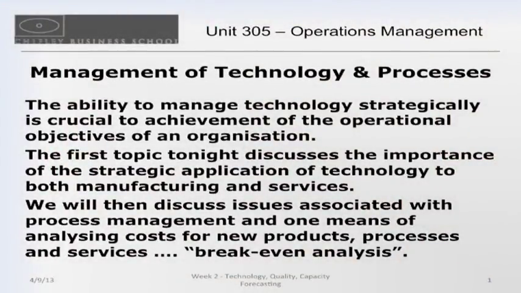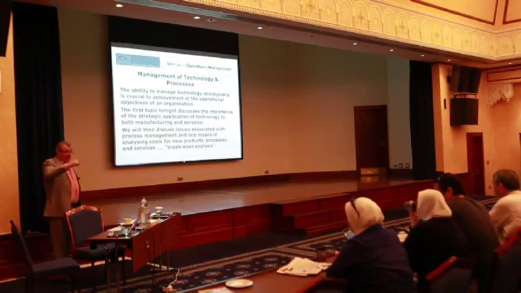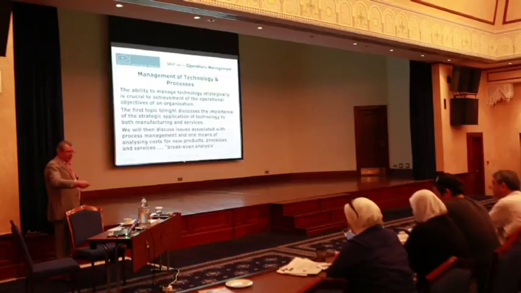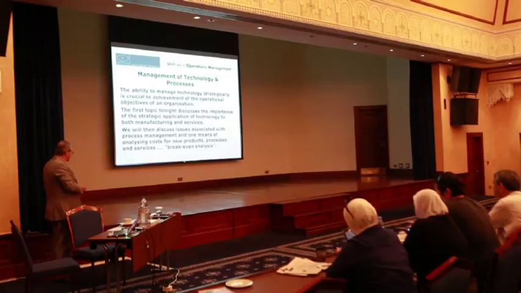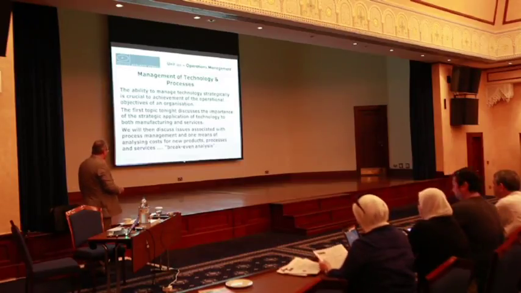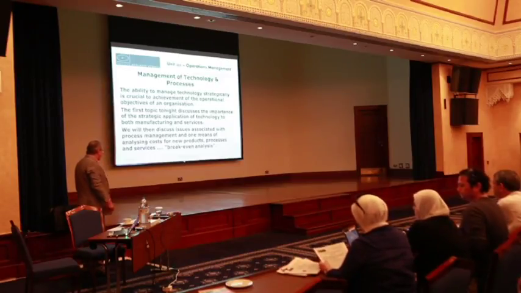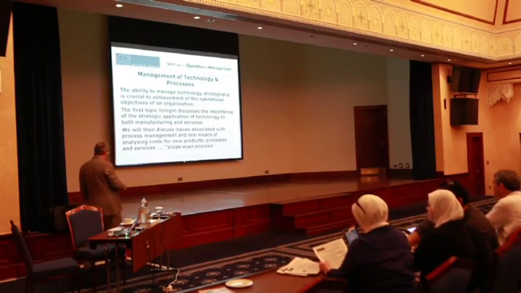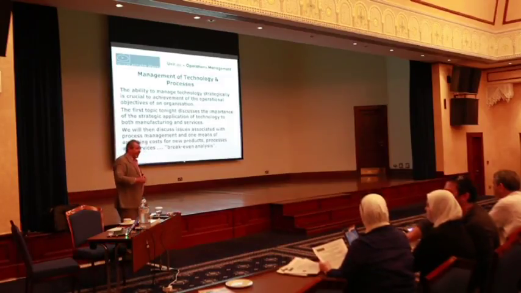To manage technology strategically is crucial to achievement of the operational objectives of an organization. And I'm not talking about choosing the number of scanners, which is also technology. I'm talking about what technology we use within that process, or each of the processes. The first topic discusses the importance of the strategic application of technology to both manufacturing and services. We'll then discuss issues associated with process management, and one means of analysing cost of new products, processes and services, which is break-even analysis.